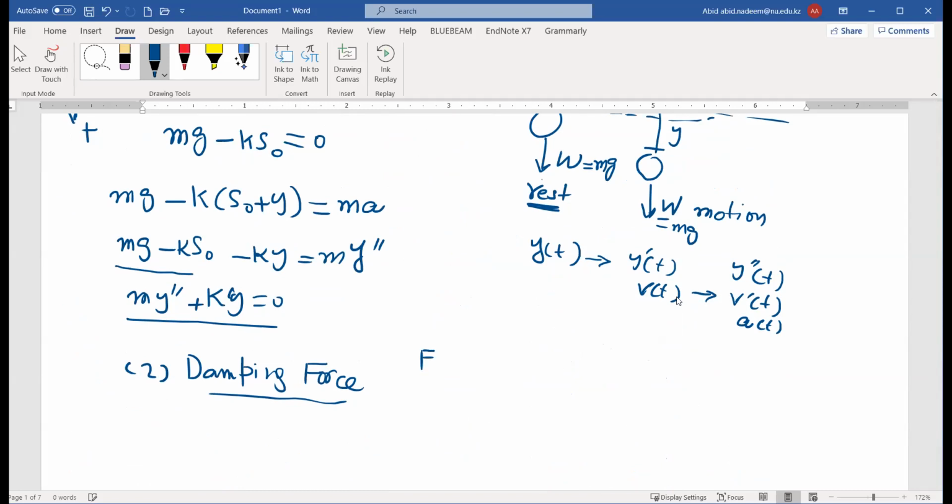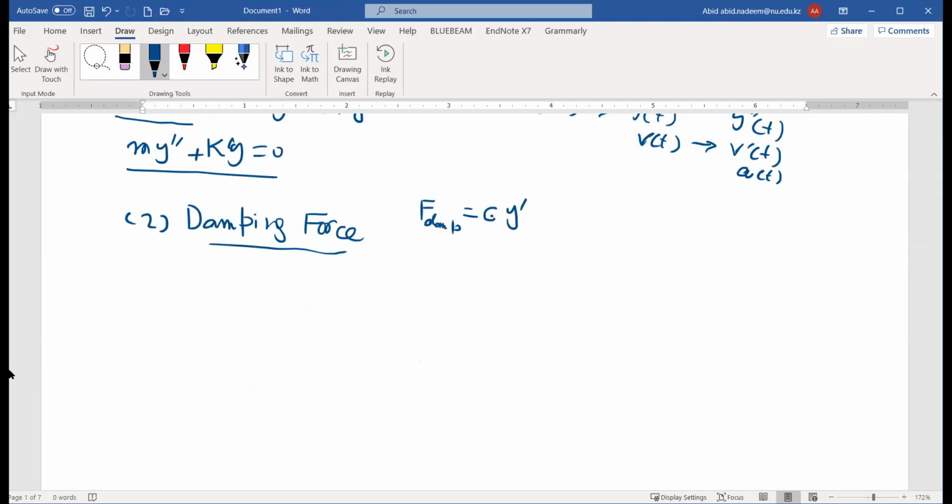So we can represent the damping force as proportional to the velocity. Since it is proportional to the velocity, it will be y prime times some constant. This constant is called the damping constant. So by the same approach, we can introduce a damping constant here as well.